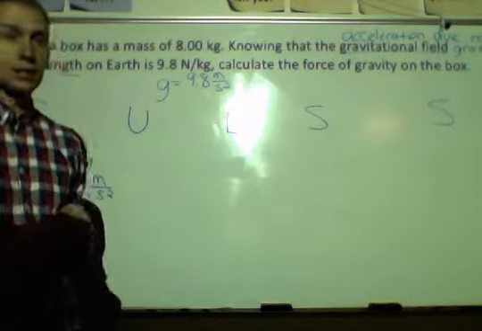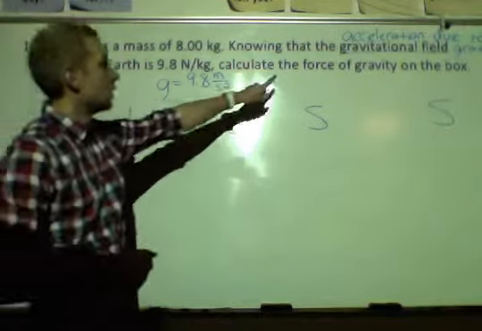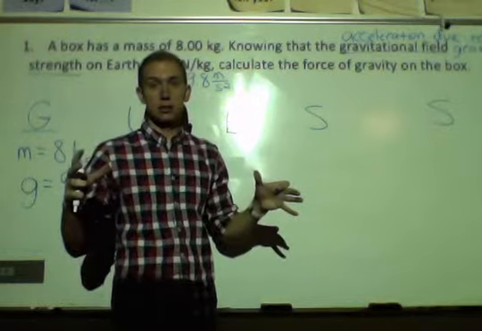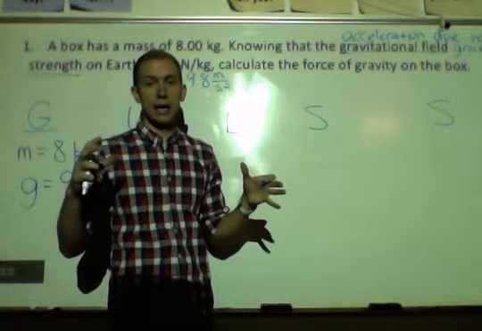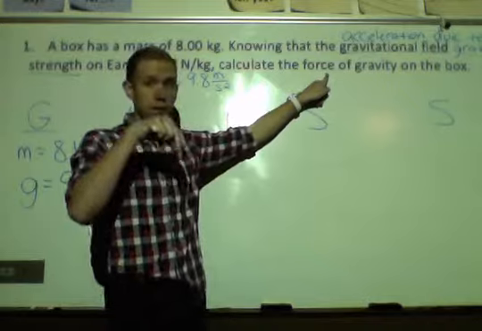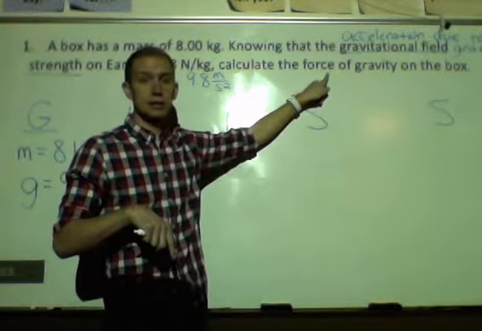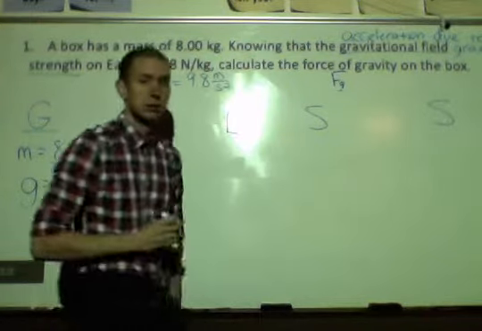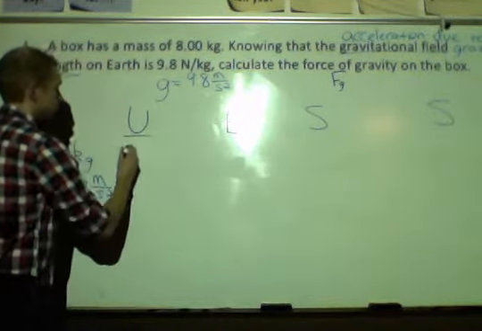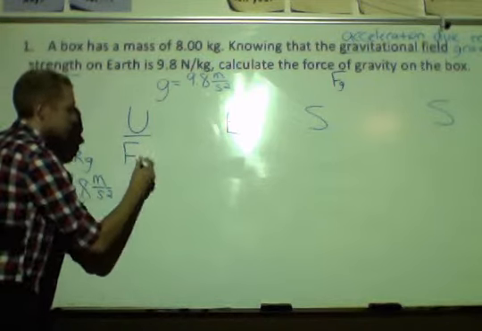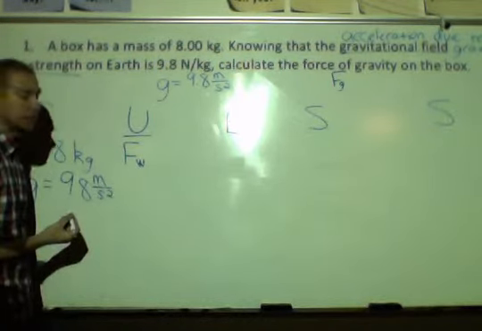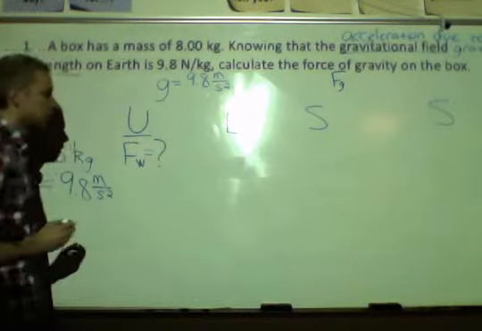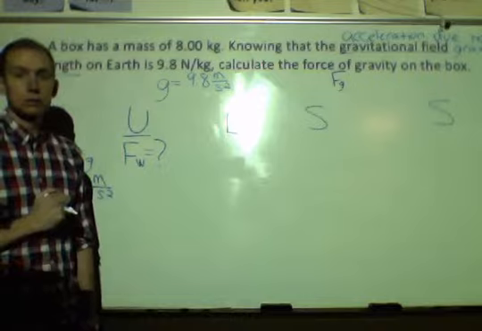Unknown is what they're asking us for. So they want the force due to gravity. So gravity pulls on all of us the same way, okay? And that force that it pulls on us is our weight. So if you want to label force of gravity Fg, go for it. If you want to label your force of gravity Fw for force weight, that's also acceptable. So our force weight, that's our unknown. That's what we have to find out.